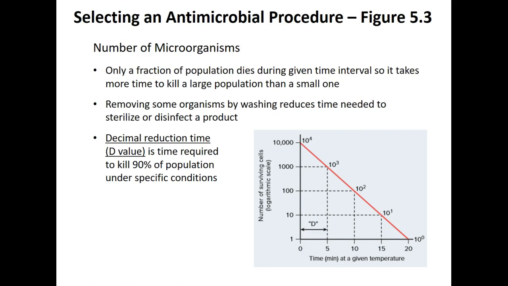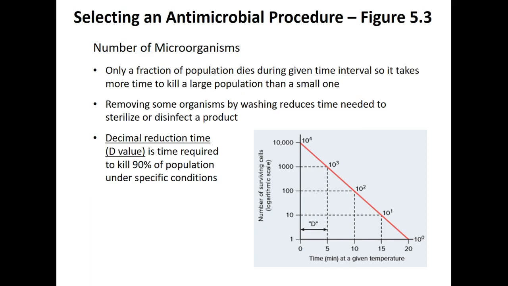In order to try and assess how effective an antimicrobial chemical may be, a lot of times we look at the decimal reduction time, or the d-value. It's the amount of time required to kill 90% of the organisms present under specific conditions. It could be a specific heat or temperature. It could be a specific amount of pressure, specific number of organisms.